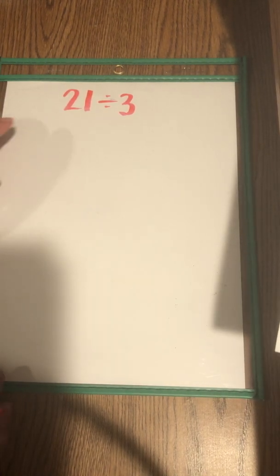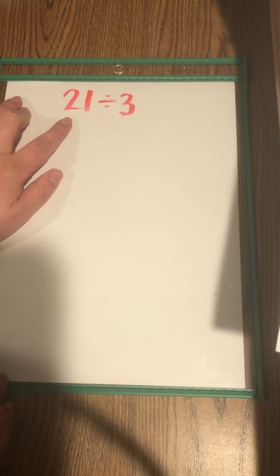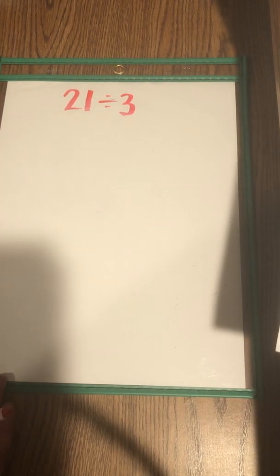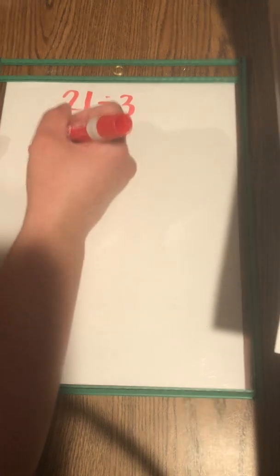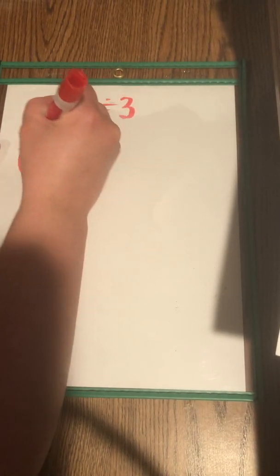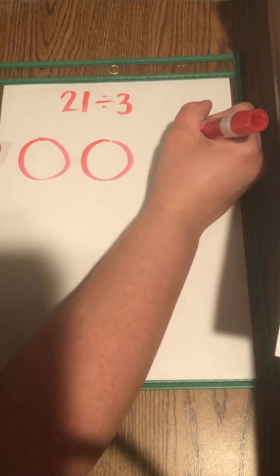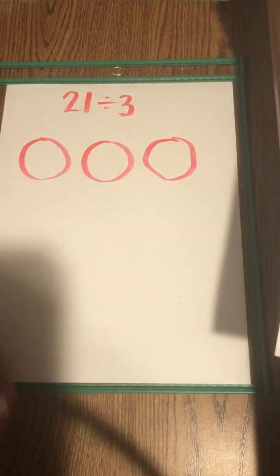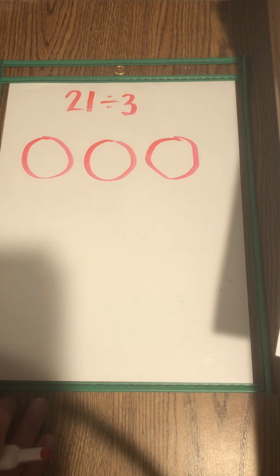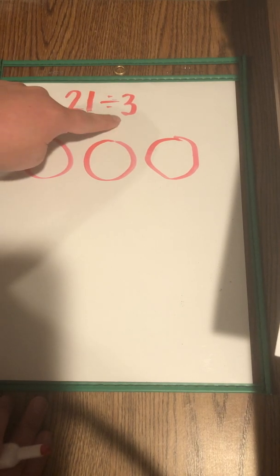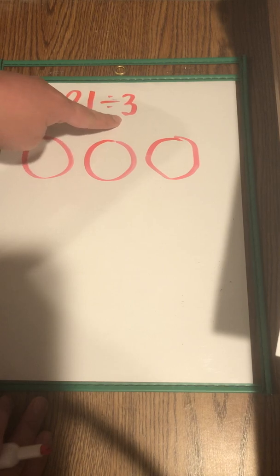Okay, so 21 is my number that I'm breaking down. And I'm breaking it down into 3 equal groups. Now this is not how I want you to solve every division problem, especially when we have those fact practices. But I want you to understand what 21 divided by 3 is really asking you to do. So it's saying I have 21 things and I'm breaking them down into 3 equal groups.